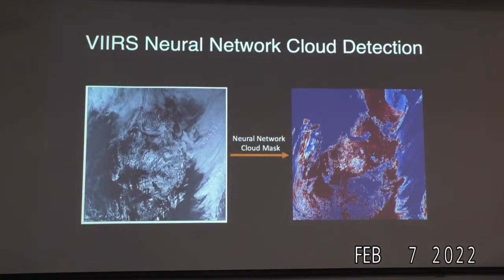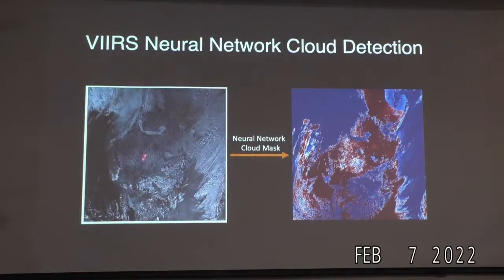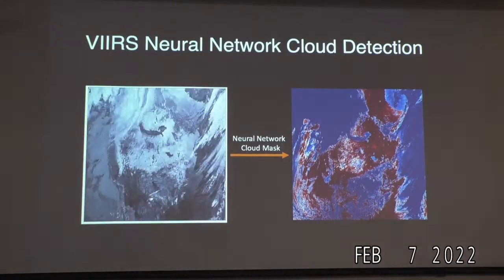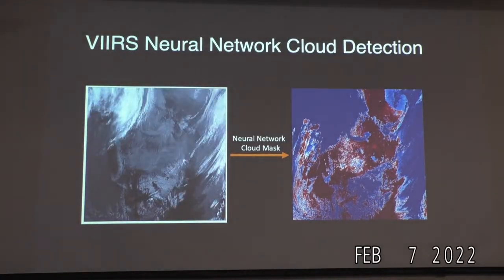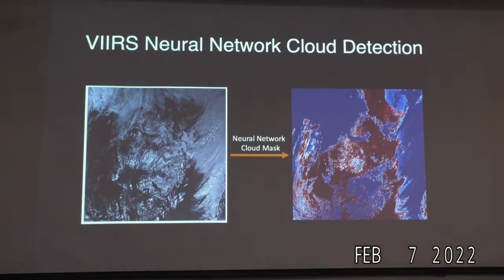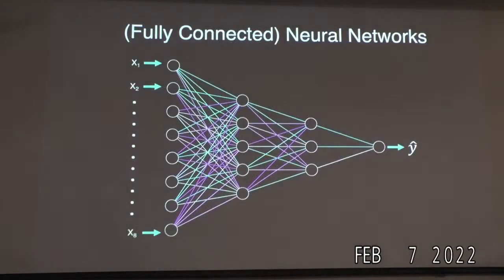So the first thing I'm going to talk about is VIIRS neural network cloud detection. The problem of taking 16 moderate resolution VIIRS channels, using that to estimate is there or is there not a cloud in every pixel in that image. Before I talk about that, I'm going to give a very brief primer on what a neural network is.